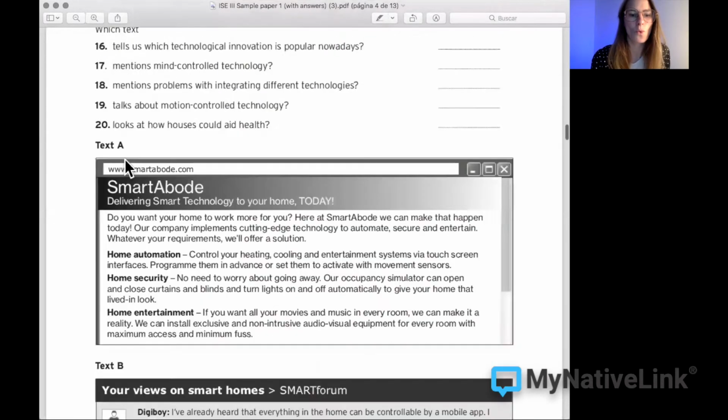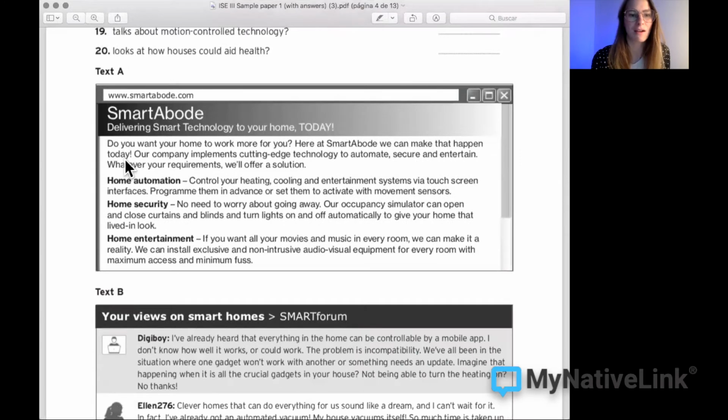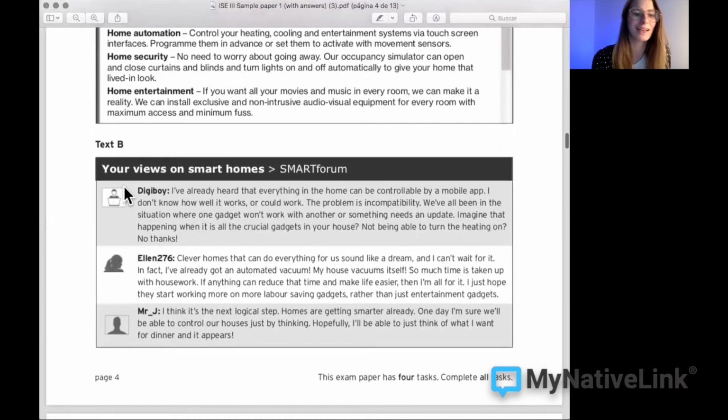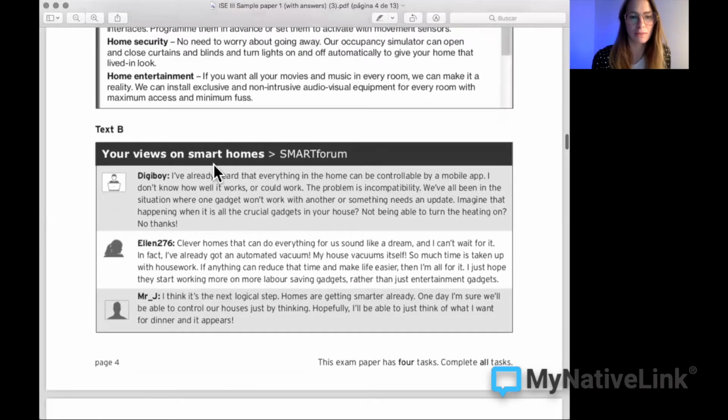Okay, so let's see what the different kinds of texts are. This one is a website, the first one, text A, and it's Smart Abode, delivering smart technology to your home today. So this one seems like an ad, an online ad, or an online website that's going to talk about the advantages of having a smart home. On the other hand, we've got text B, and this is clearly a chat, so it's probably people giving their opinion about a smart home.